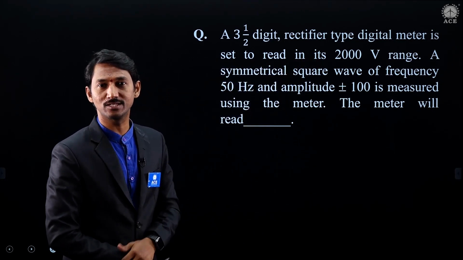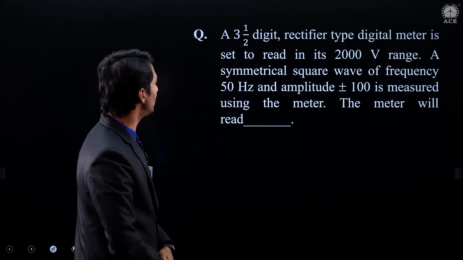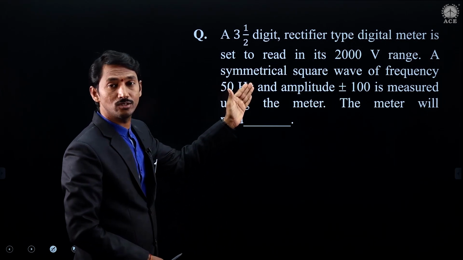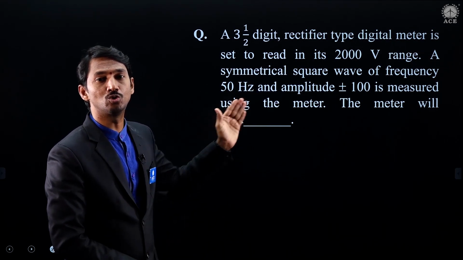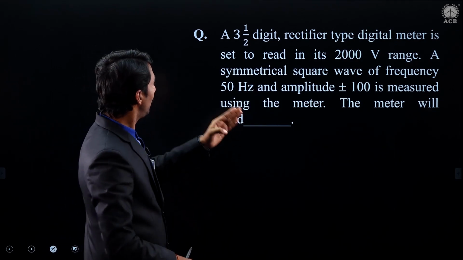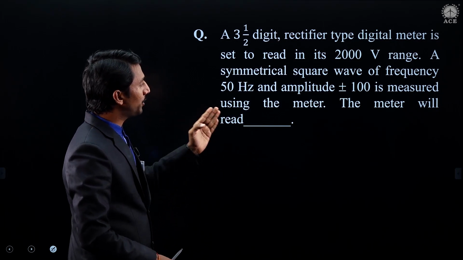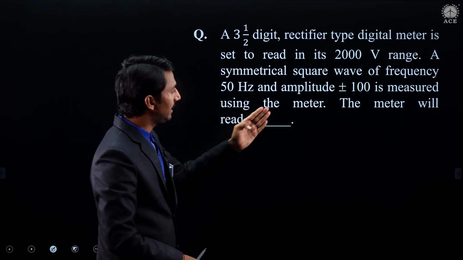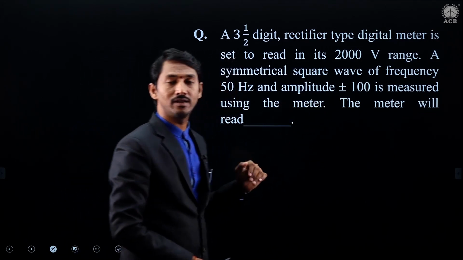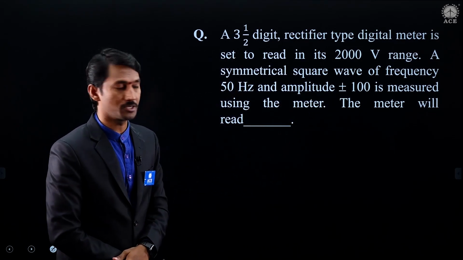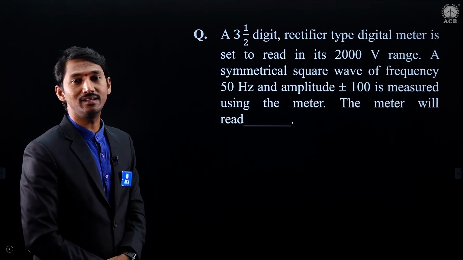The next question from measurement is related to a 3.5 digit device along with a rectified type meter, meaning a combination he has given. A 3.5 digit rectified type digital meter is set to read in its 2000 volt range. So what is the full scale value? 2000 volts range he has set. A symmetrical square wave of frequency 50 Hz and amplitude plus or minus 100 is measured using the meter. So how much value? Plus or minus 100 volt square wave is measured. The meter will read what? What is the meter reading he is asking?